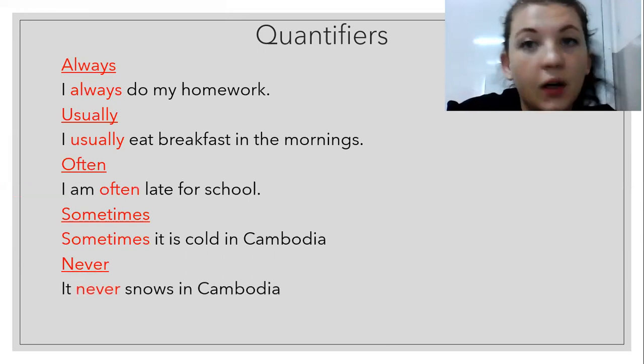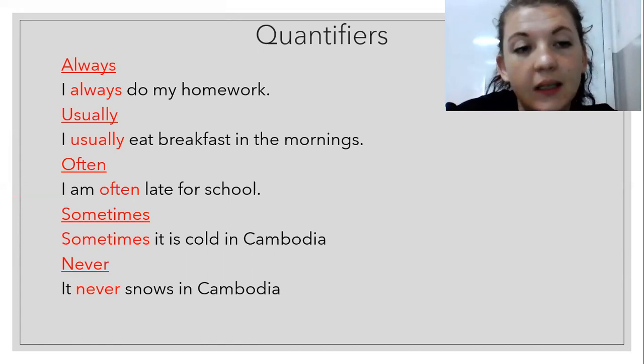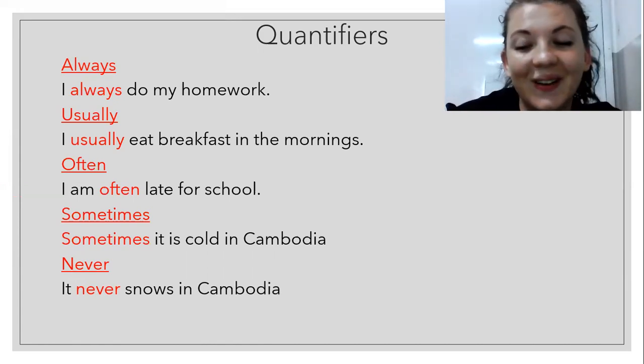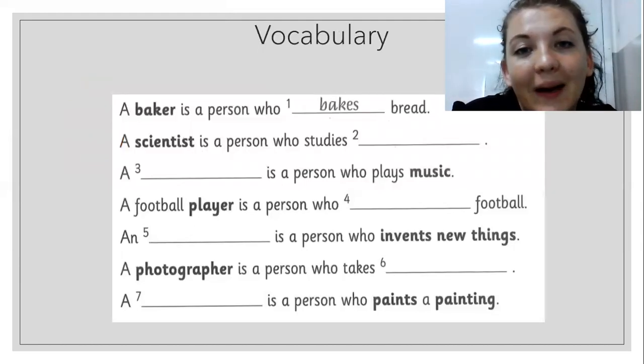Our last word is never. It never snows in Cambodia. There is no snow. It never snows. It is something that you never do. Good. Let's look at our vocabulary.